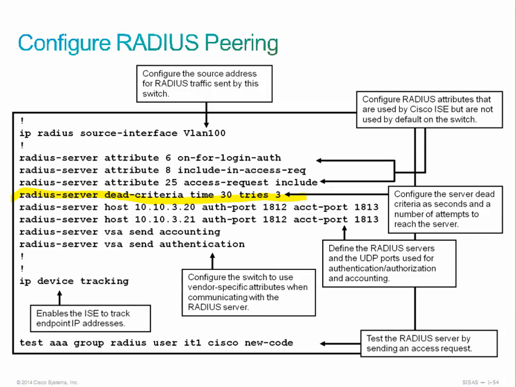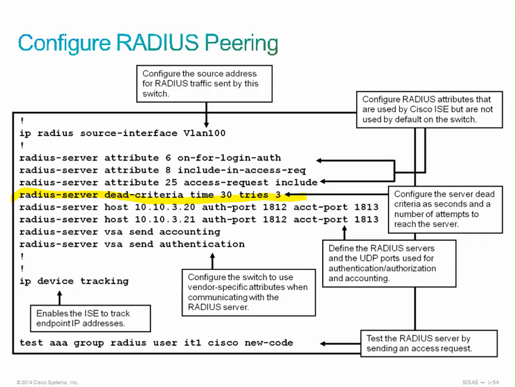So we're saying, okay, we're setting the time to 30 seconds, meaning that we don't need to really get a valid response from that radius server within that 30-second window. And then the number of times that the switch, in this particular case, tries before it considers that the radius server is no longer valid, is going to be three times. All right, so that would be 90 seconds in this particular case.